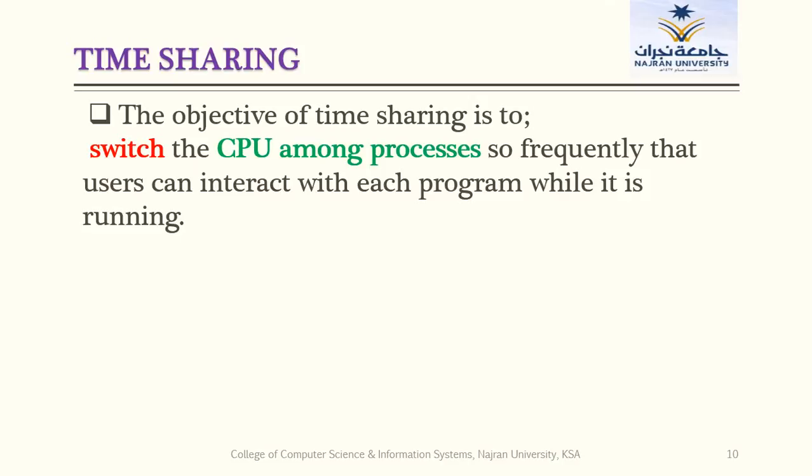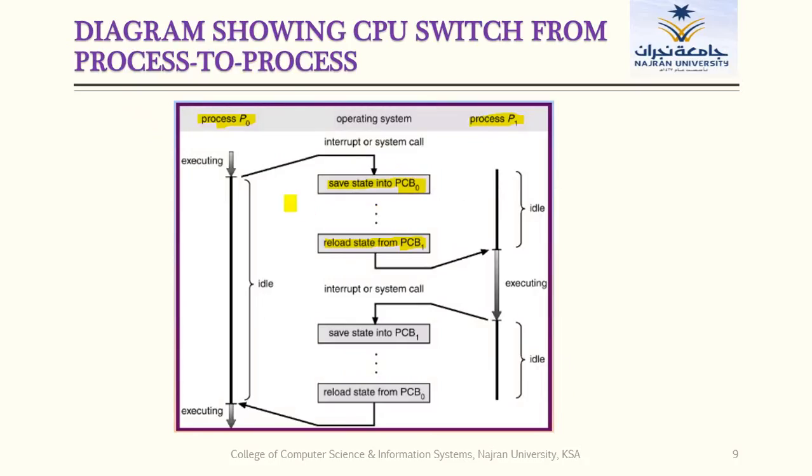Then we discussed time sharing. What is the objective of time sharing? It is to switch the CPU among the processes. Here, if you see, this is actually time sharing. We have one processor and we are switching among many processes.